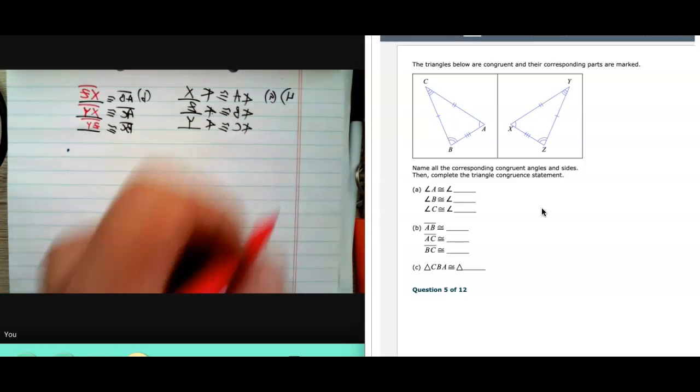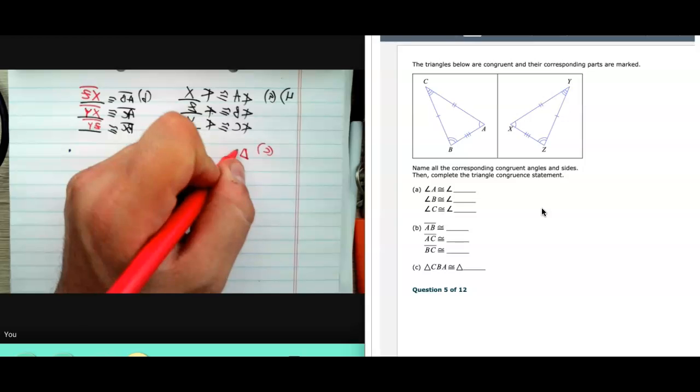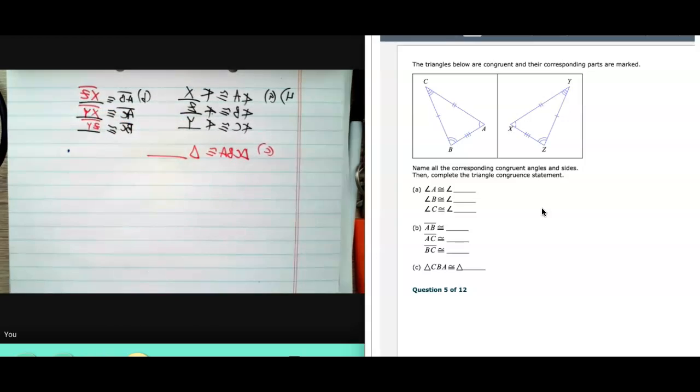So there's that. And then answer choice C. C wants us to write the triangle congruent statement. It says triangle CBA is congruent to triangle blank. And let's see what that is. Triangle CBA. It looks like it's YZX, but without even looking in too much detail, CBA looks like it corresponds with YZX. But I wouldn't do that.